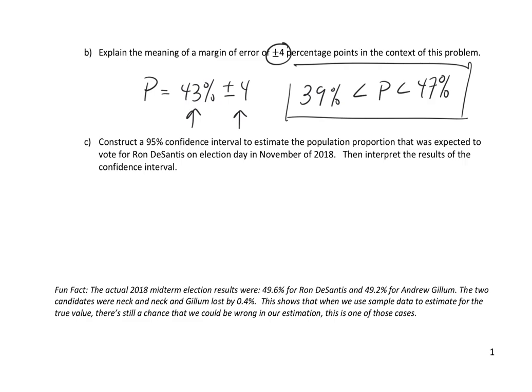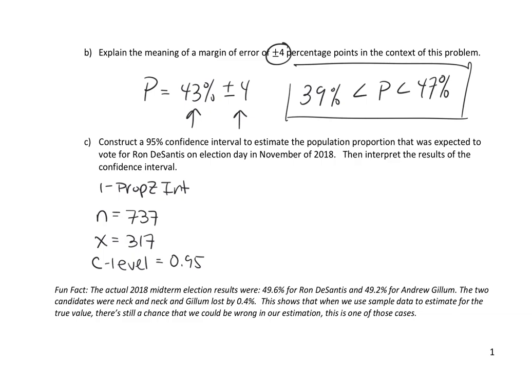So in part C, if we want to construct a 95% confidence interval, you can use the 1-PropZInt function on your graphing calculator. And then here it's going to ask you to put in some sample statistics. So our sample size was 737 people surveyed. Out of 737, 317 of them said that they were going to vote for DeSantis. Change your confidence level to 0.95.